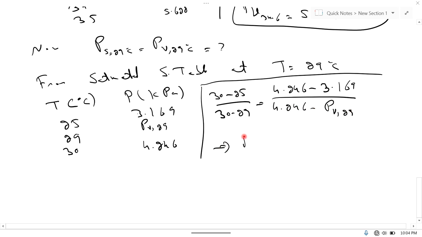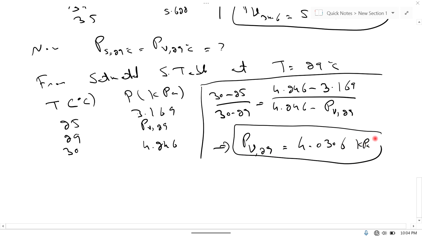So PV at 29 is equal to 4.0306 kilopascal. So this is the saturation pressure at 29 degrees centigrade.